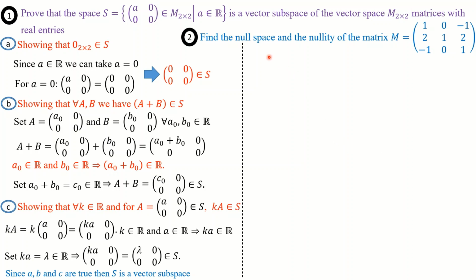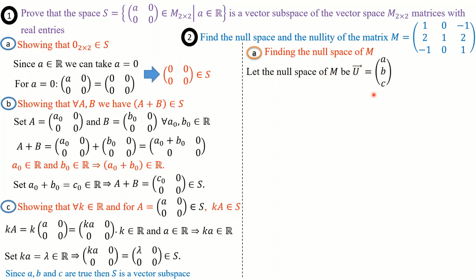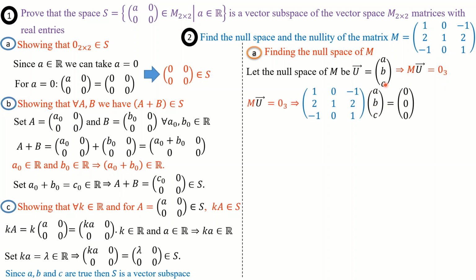Alright, the second problem we are going to look at is find the null space and the nullity of the matrix M. So the null space of a matrix, that is the first thing we are going to look at. It is simply a certain matrix, maybe the matrix U having these entries A, B and C, such that if we multiply it with our matrix M, we always have the 0 matrix. So multiplying M and U, we get our M times U to give us the 0 matrix.